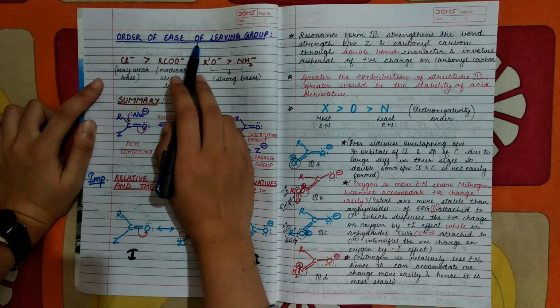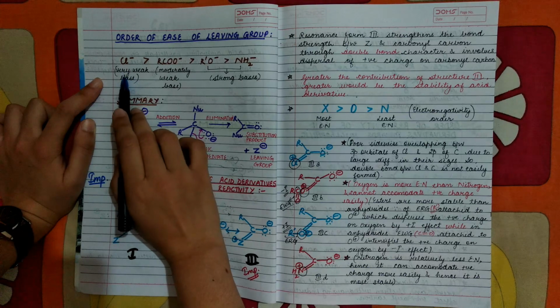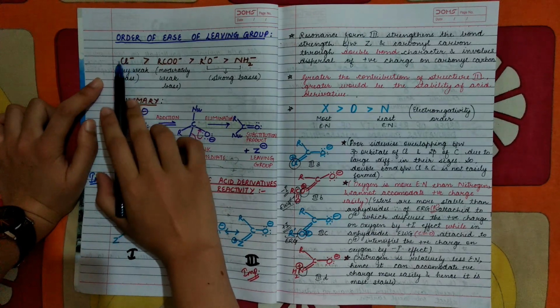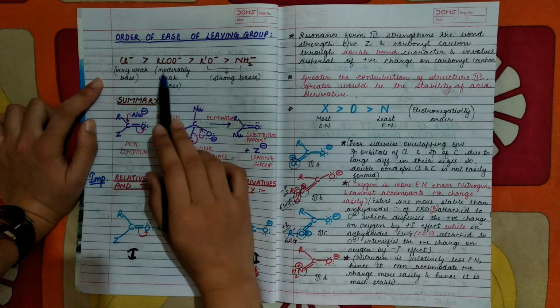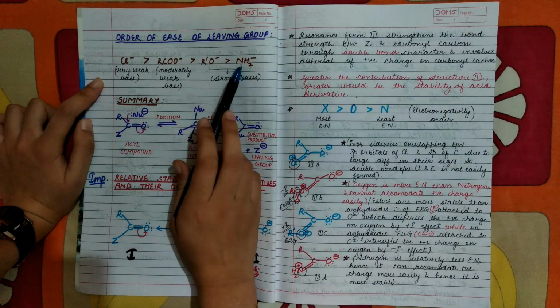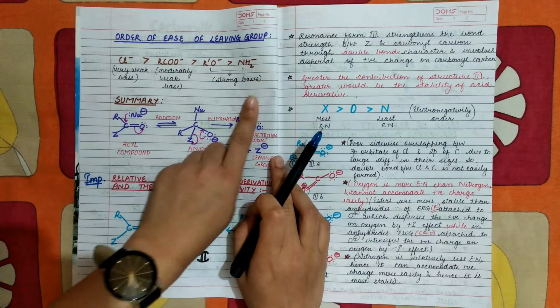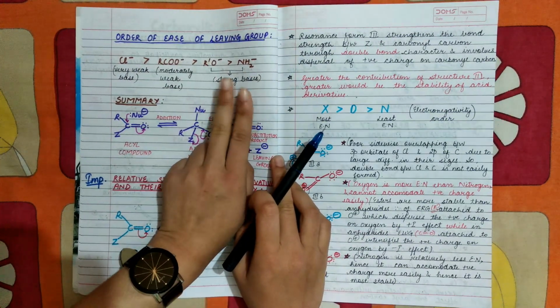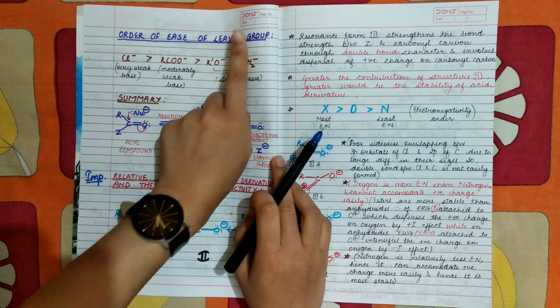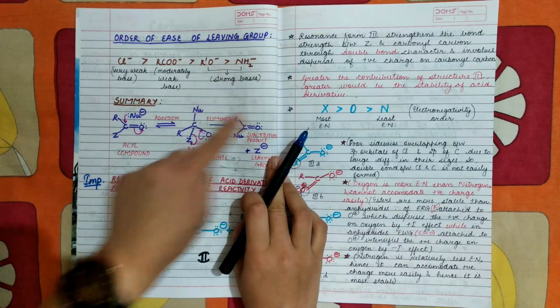The order of ease of leaving group is in this way. Chlorine is a very weak base and hence it is the best leaving group, followed by RCOO negative, RO negative, and NH2 negative. NH2 negative is the strongest base. These both are strong bases and hence they are not better leaving groups, they are weak leaving groups.